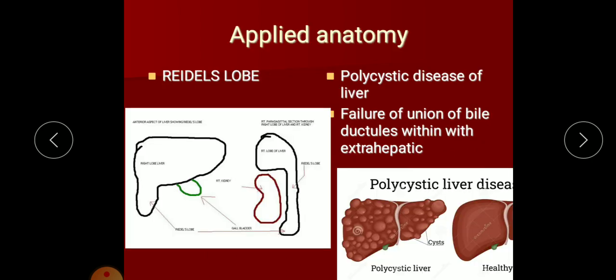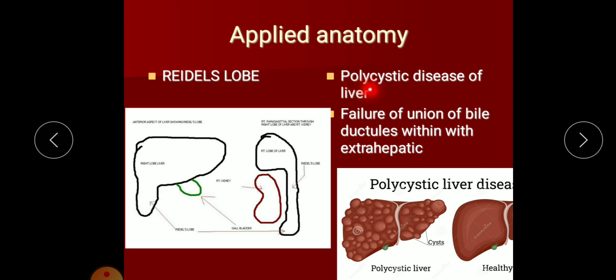So this much about the development of the liver you should remember. In some applied aspects, one is Riedl's lobe. What you see here is the Riedl's lobe, and it is very commonly seen. You can see an extension coming from the right lobe, and in certain cases it could be mistaken for a tumor or something like that. That is what is termed Riedl's lobe.